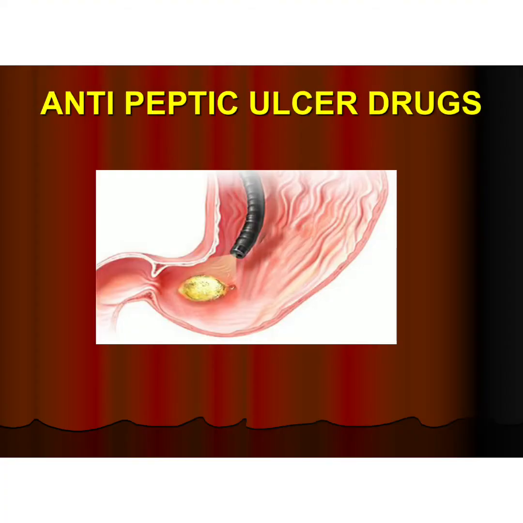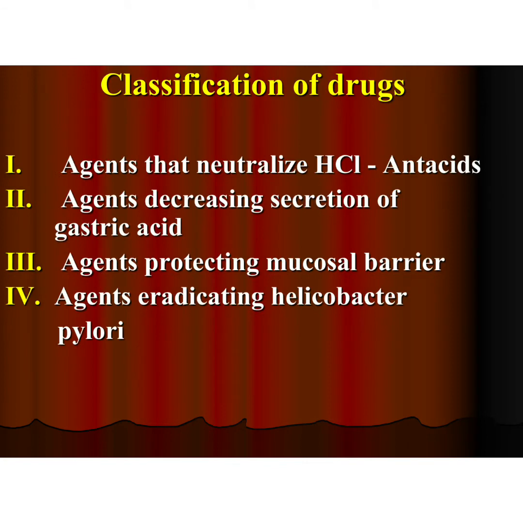Now we will discuss the classification of drugs for peptic acid ulcer disease. We classify these drugs into 4 different categories. Basically, these drugs perform 2 roles: either they increase the mucosal defenses or they decrease the aggressors.